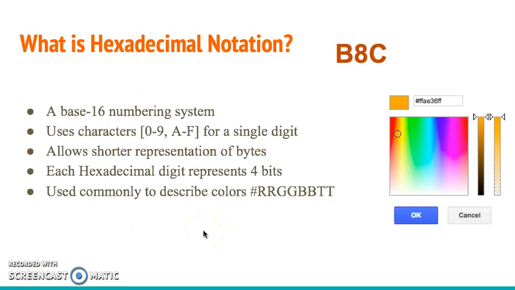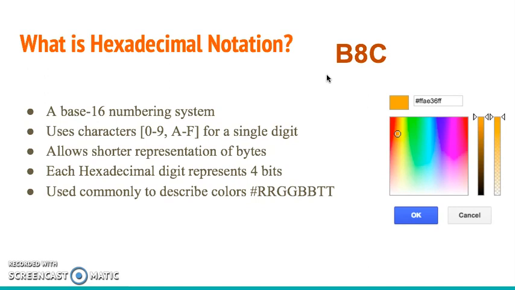What is hexadecimal notation? Hexadecimal notation is a base 16 numbering system. This uses the characters 0 through 9 and A through F for a single digit. This means the characters A through F can be represented as a single digit in a number. So the number B8C, as you can see in the top right, is represented in hexadecimal notation.